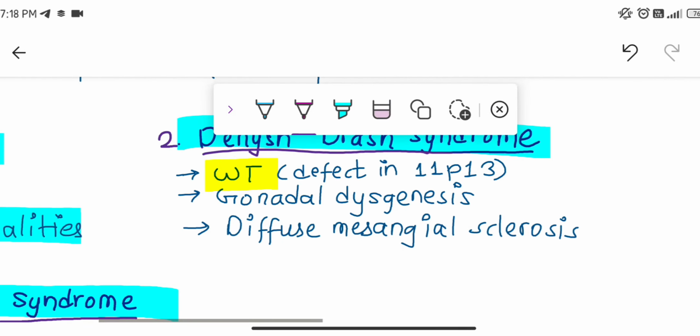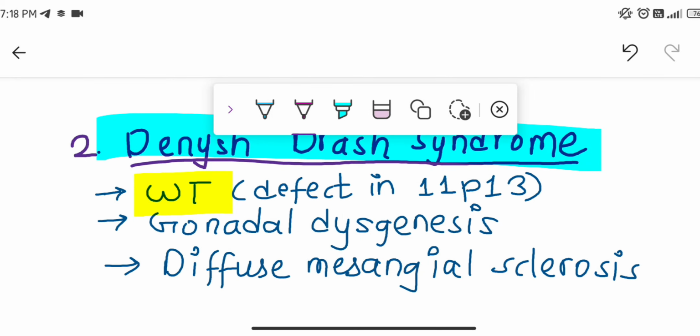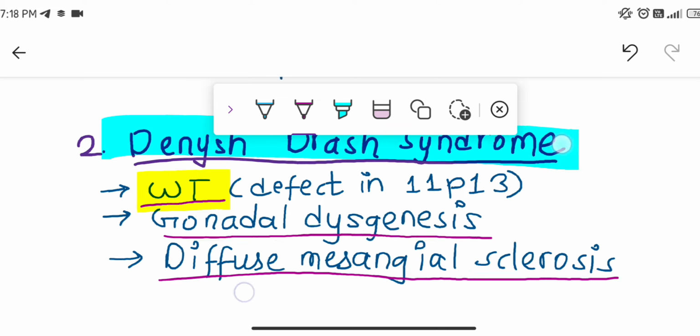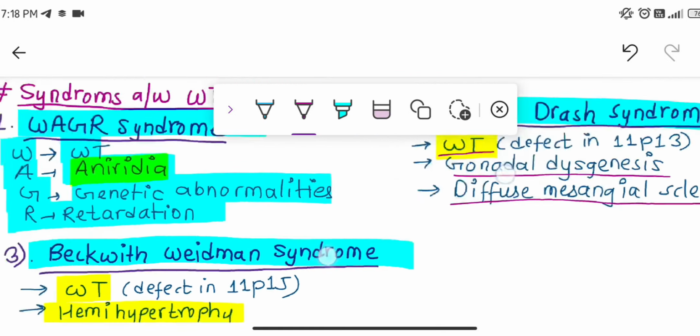Next we have the Denys-Drash syndrome. In Denys-Drash syndrome there are three symptoms. First is WT, meaning Wilms tumor; there should be presence of Wilms tumor. There should also be gonadal dysgenesis and diffuse mesangial sclerosis. So these are the symptoms seen in Denys-Drash syndrome.